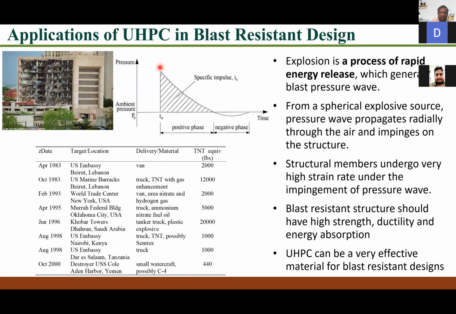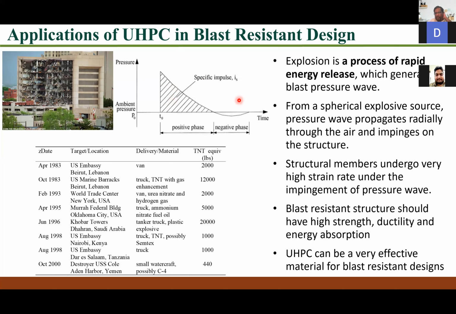So this we call the positive phase. And you also have a negative phase, because you always have an ambient, atmospheric pressure, but it will go below the ambient pressure. An impulse is basically the integration of the pressure over this time. So the area under this pressure-time curve is basically the specific impulse. And again, it is a measure of how much energy that structure is subjected to.